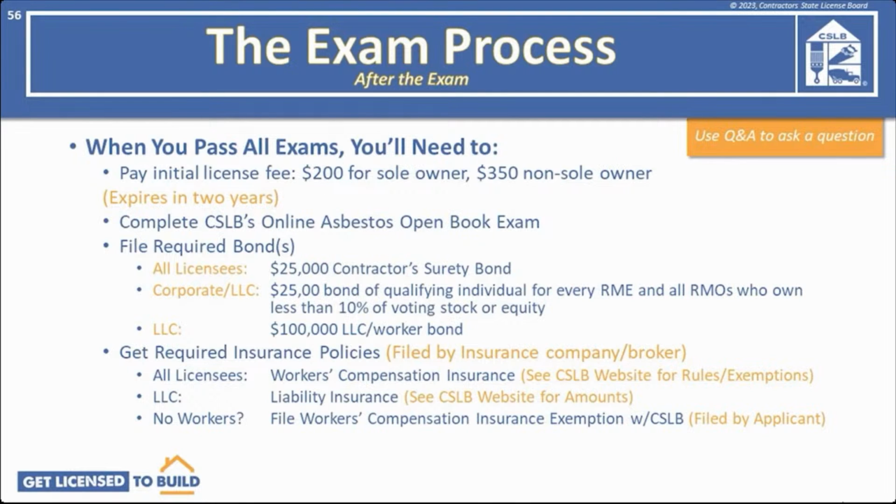entity you'll have. If you've got employees, you'll need to get workers' compensation insurance. If you don't have employees, you must file a workers' compensation exemption with CSLB. You can also submit this online. If you're going to be an LLC, you'll also need liability insurance. See our website for more information. Your insurance company or broker can submit your insurance information to CSLB directly on our website.